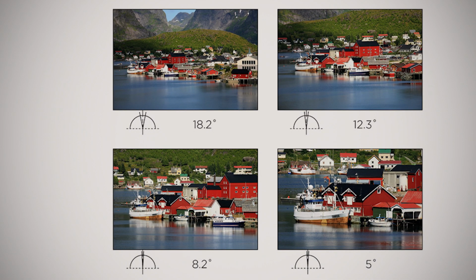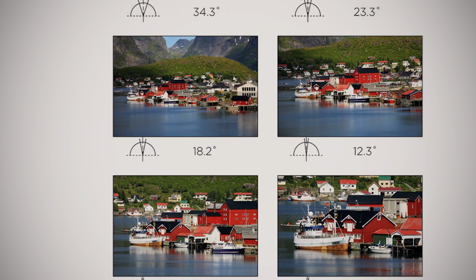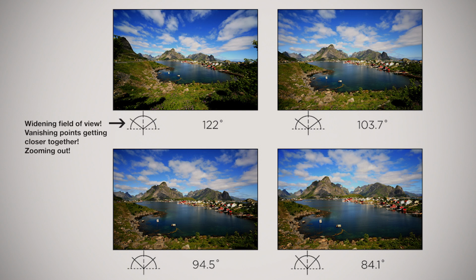If you've ever used a camera with a zoom lens, zooming in effectively changes its field of view from wide to narrow. The narrower a field of view gets, the farther apart the vanishing points get in a scene. The wider a field of view, the closer together they get. Human eyesight has an approximate field of view of 135 degrees from side to side. This is important to remember.